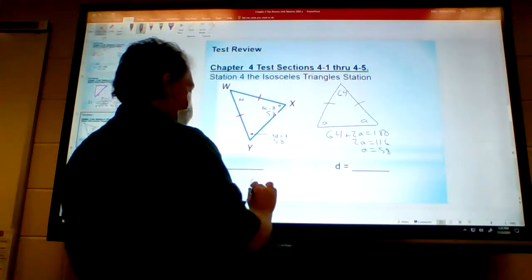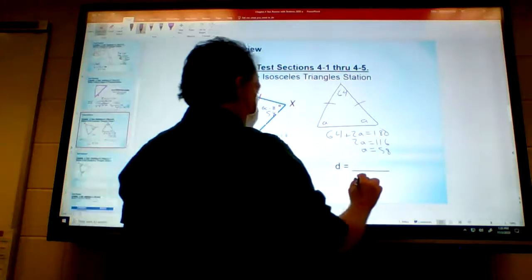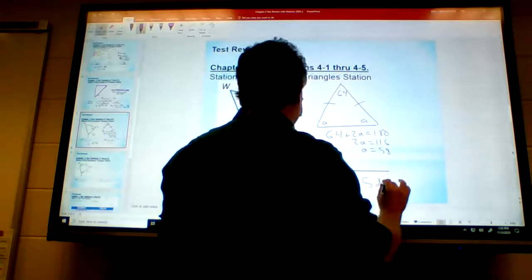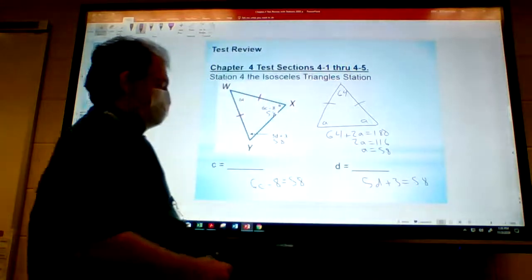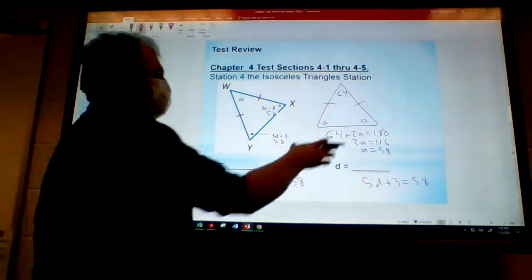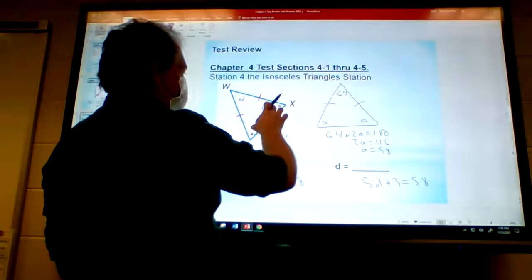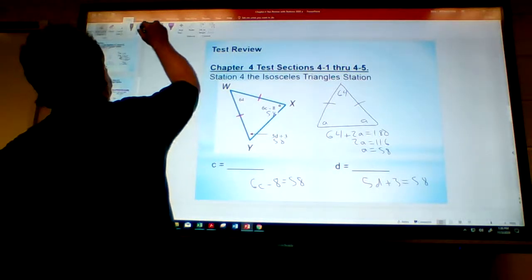So that means that 6C minus 8 equals 58. And 5D plus 3 equals 58. All right, so I know that's kind of confusing, but I had to figure out what each of these angles was before I could set them equal. So here's what I have.